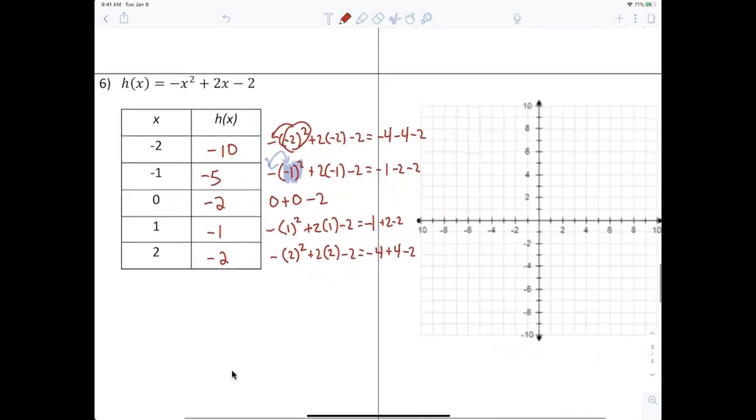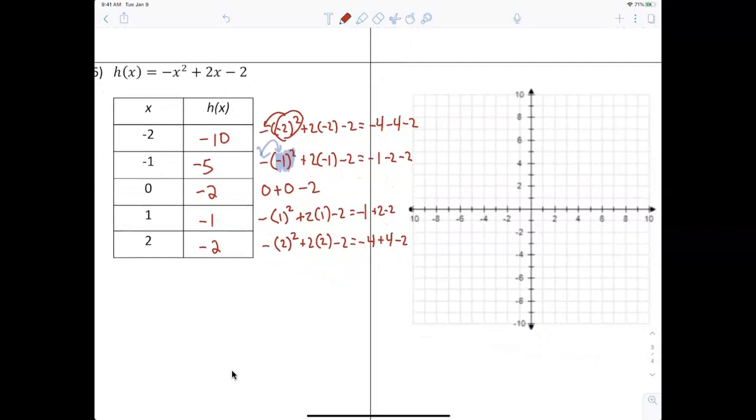Now we're going to go ahead and graph these. When we graph these, we're going to go with 0, negative 2, negative 1, negative 5, negative 2, negative 10. Then we have 1, negative 1, 2, negative 2. And there you have it. I can now see the outline of the curve. It looks something like this, and opens straight down like that.